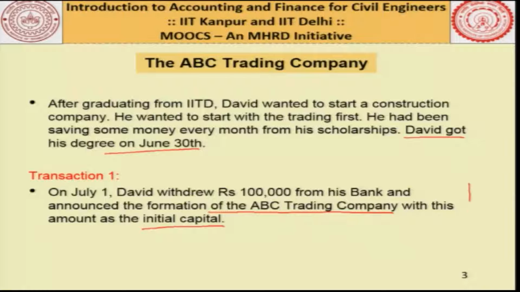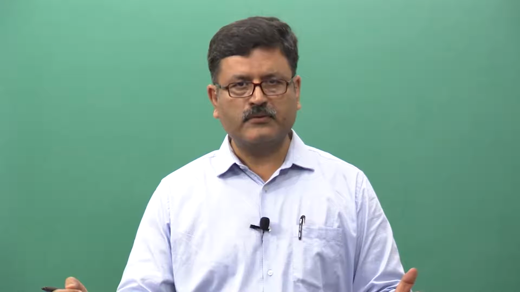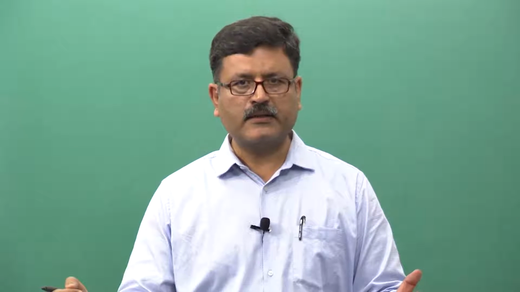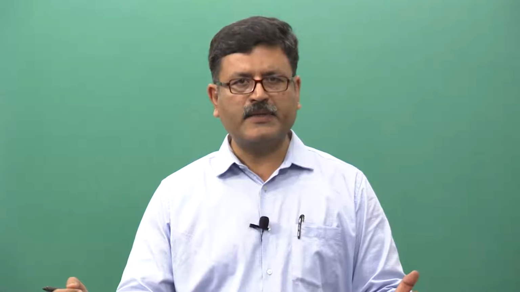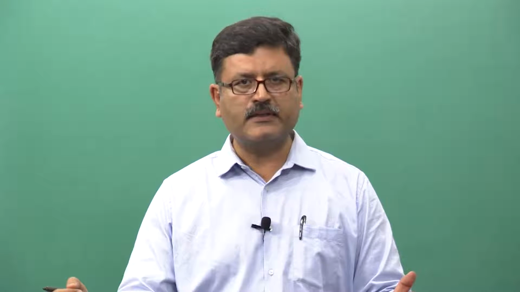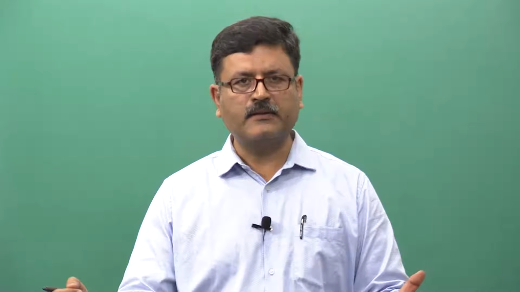Now, this I am calling transaction 1 or T1. What has happened? David has withdrawn 100,000 from his savings account and has opened a company called ABC Trading Company. Now, if I have to draw the balance sheet corresponding to this transaction, how would it look? Before that, you have to understand balance sheet is basically a statement which is giving the details of the assets that the company owns and the liability that the company owes.